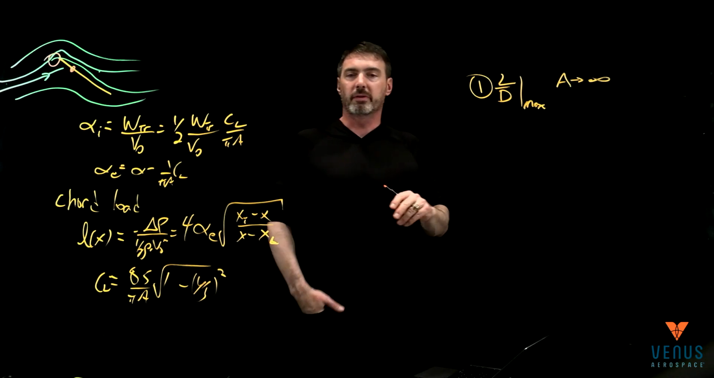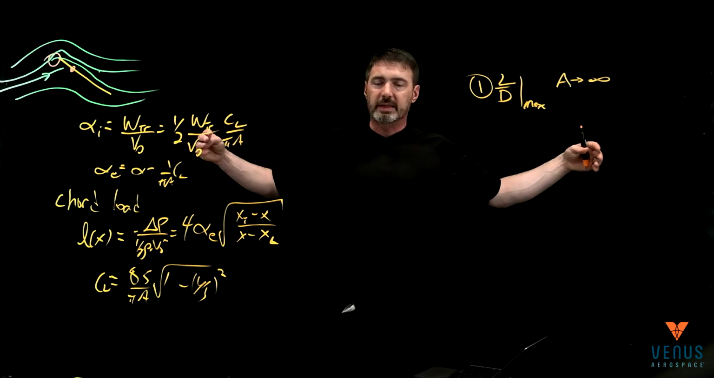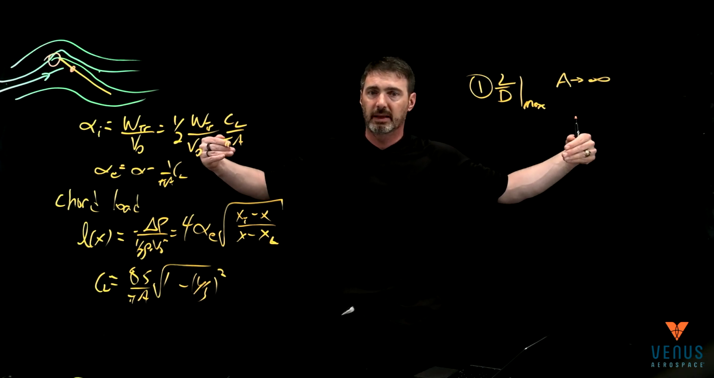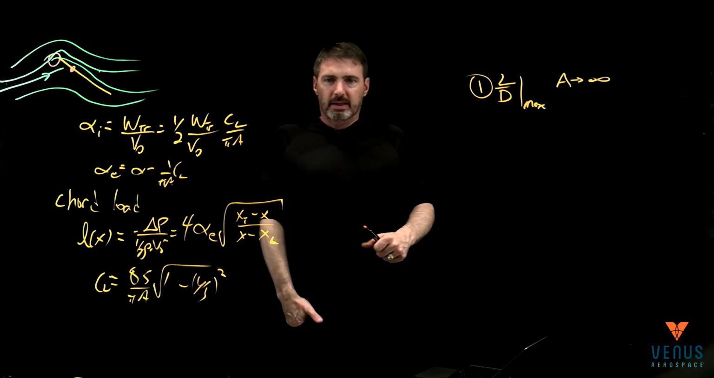We know that. So the most efficient wing is the really long wing that takes a whole bunch of inflowing area and only does a slight downwash to it, right? That's what we want.